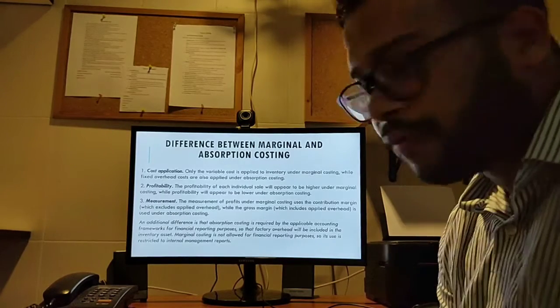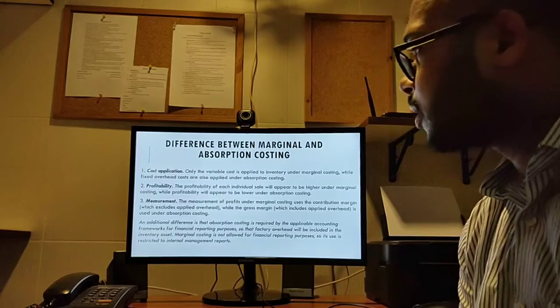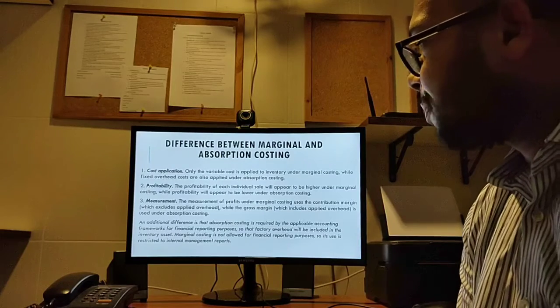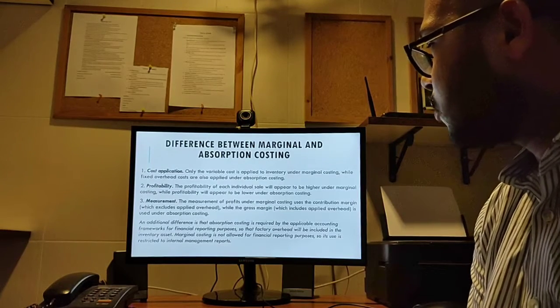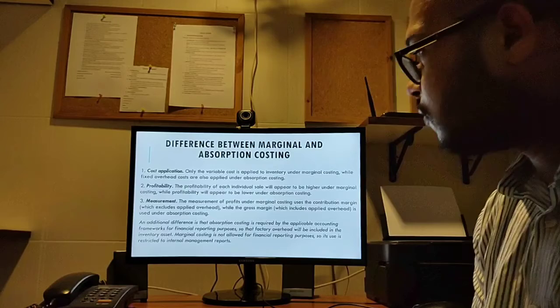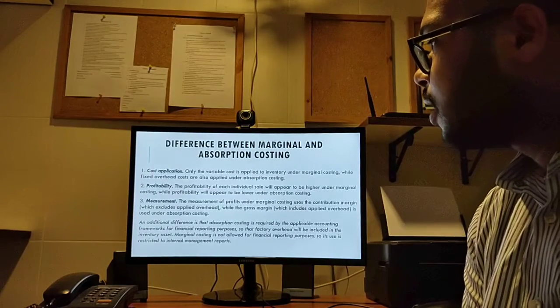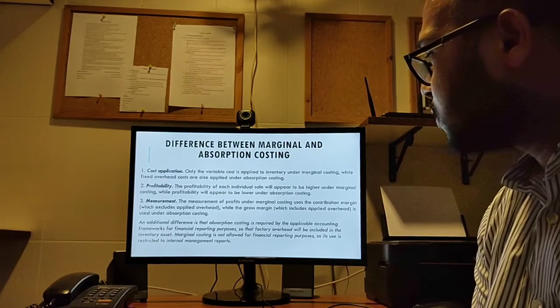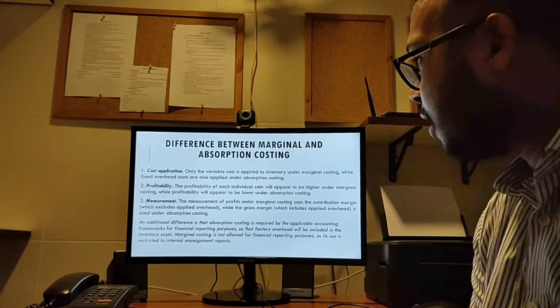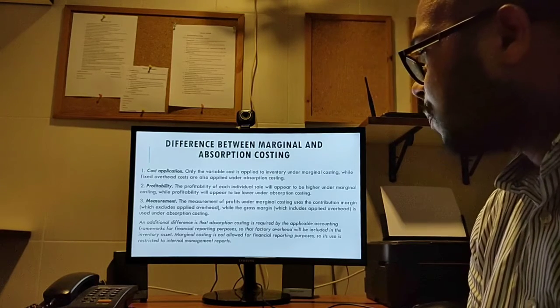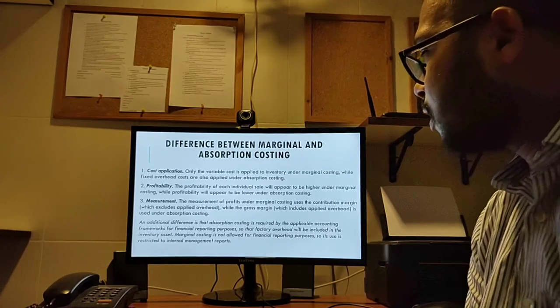Now let us talk about the difference between marginal and absorption costing. First is cost application. Only the variable cost is applied to inventory under marginal, and in absorption you have fixed and variable. So that is the first difference. Second, the profitability of each individual sale will appear to be higher under marginal costing, while profitability will appear to be lower under absorption costing.